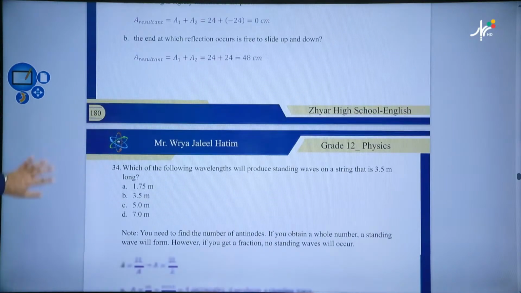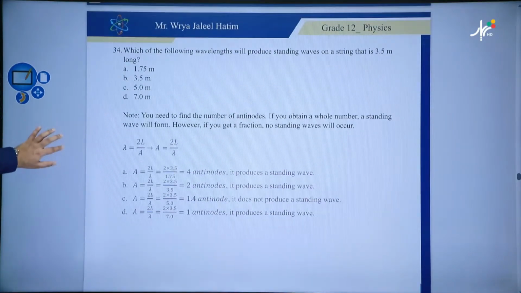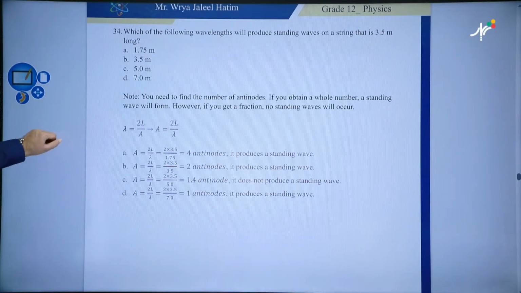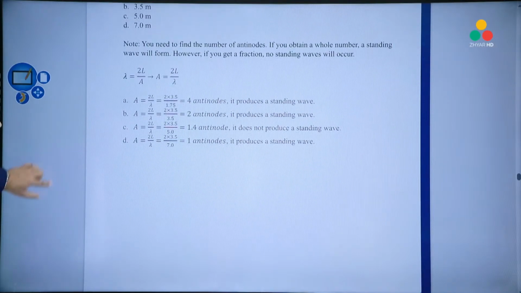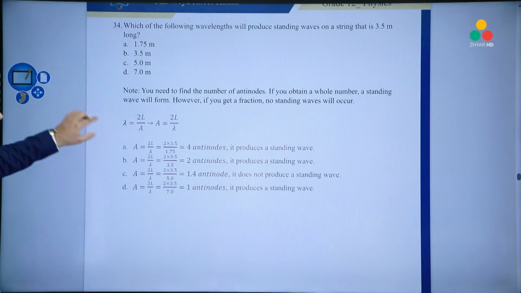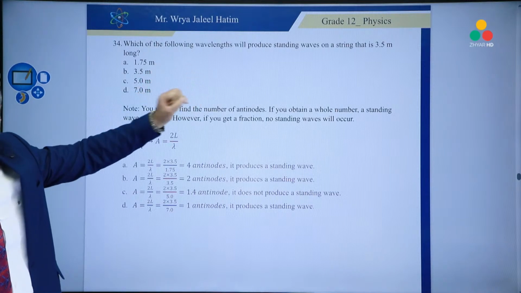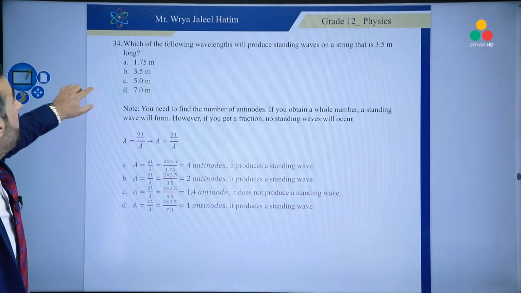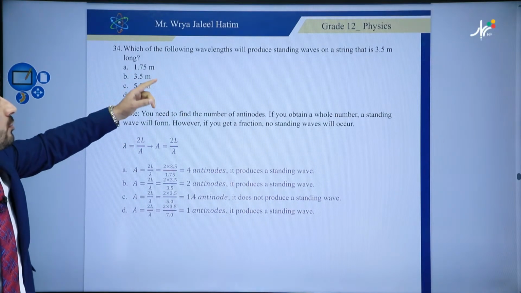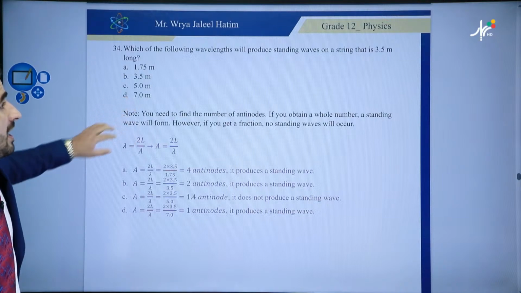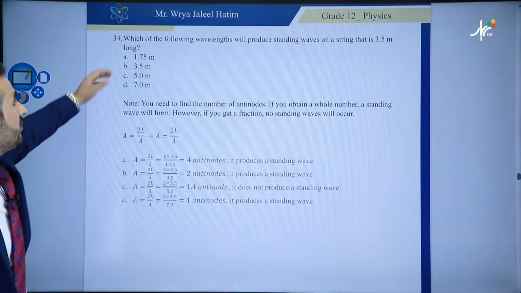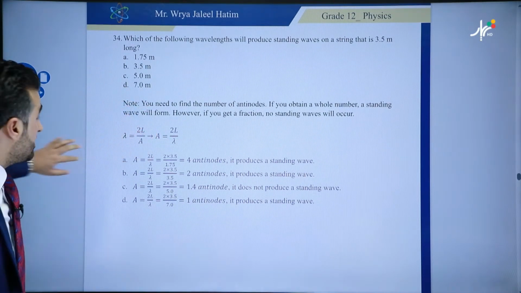Question 30 is easy as well. Question 34, I believe we're going to do this one, which is basically the same thing. Remember, it says we have a string that is 3.5 meters long. It says, which of the following wavelengths will produce a standing wave on the string? How do we know which one of these wavelengths will produce a standing wave?